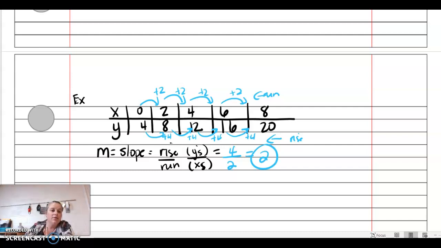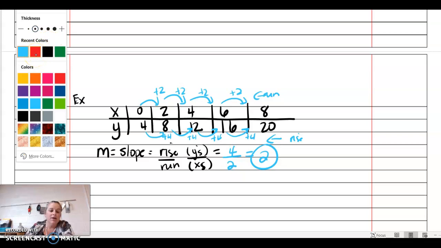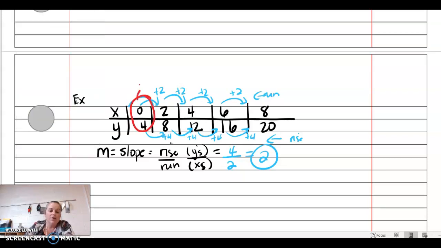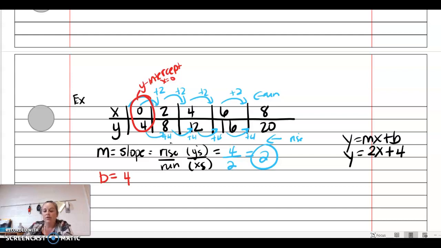Y-intercept, we find when x is 0. Oh, right here in our table. This is your y-intercept when x is 0. Okay, so that b in our equation happens to be 4. So when I go to write my equation out, I use my y equals mx plus b. So I get y equals my m, my slope was 2, and my b was 4. So y equals 2x plus 4.